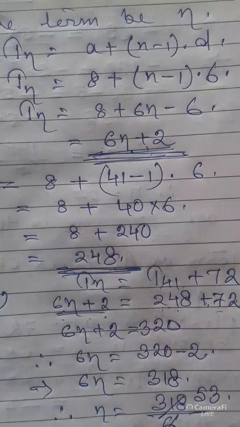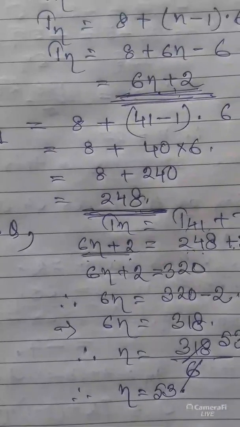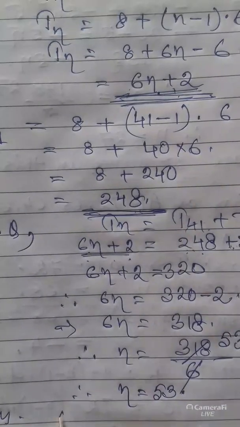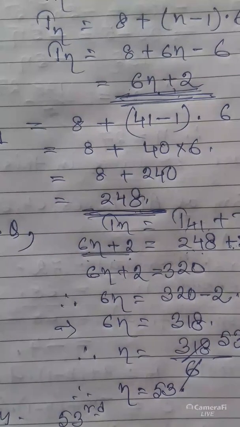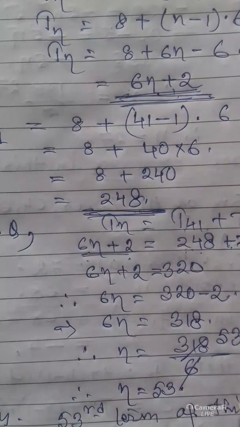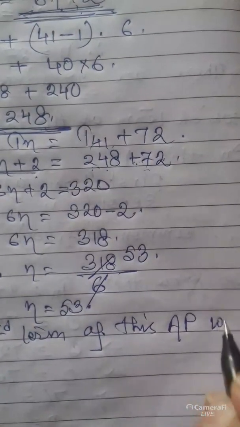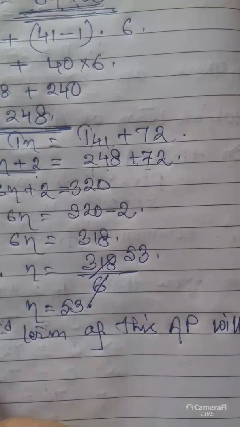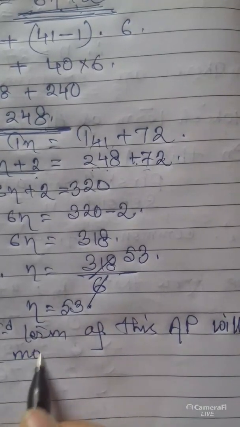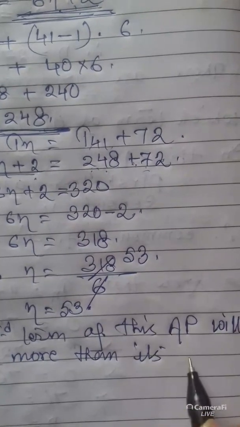So which term of the AP will be 72 more than its 41st term? Means 53rd term. The answer is 53rd term of this AP. 53rd term of this AP will be 72 more than its 41st term.